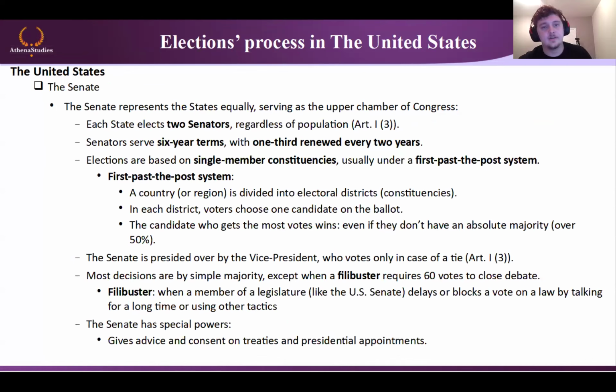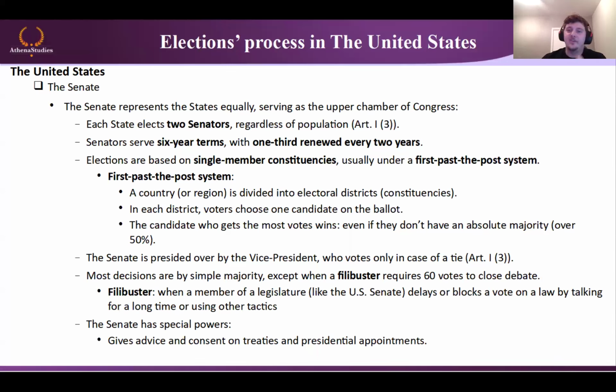And then we're going to see the Senate. The Senate represents the states equally. It serves as the upper chamber of the Congress, as opposed to the House of Representatives, which is the lower one. Each state elects 2 senators, regardless of the population. So here it's less proportional. Senators serve 6 years with 1/3 renewed every 2 years. That's to ensure continuity. Elections are based on single-member constituencies, usually under the first past the post system.